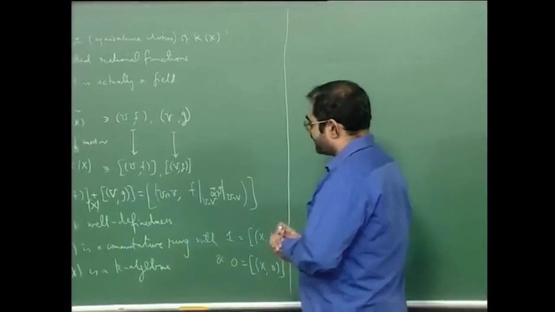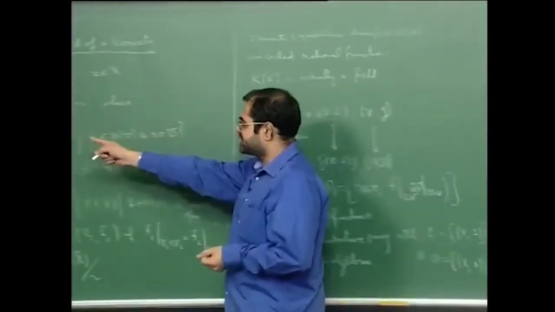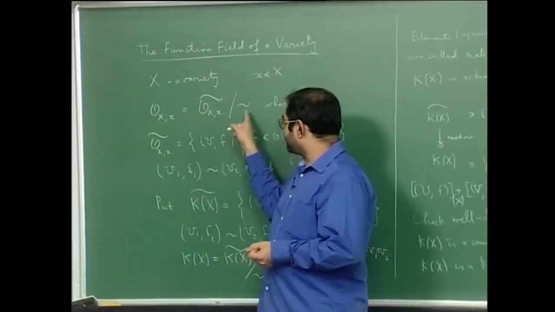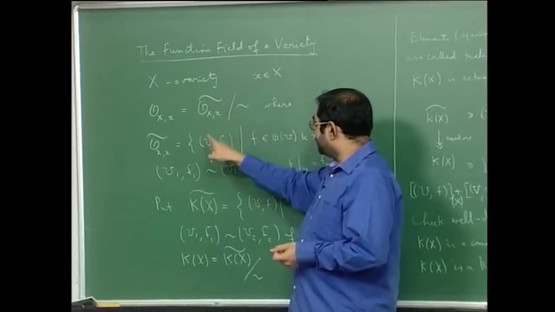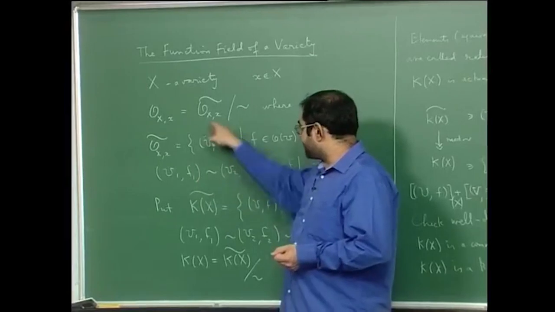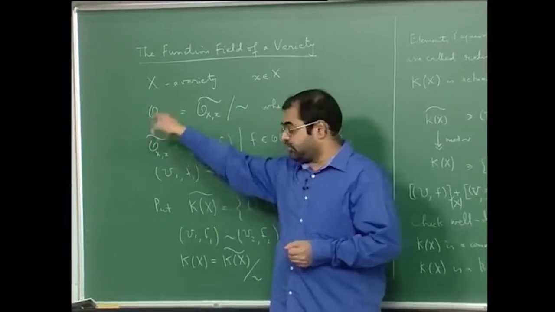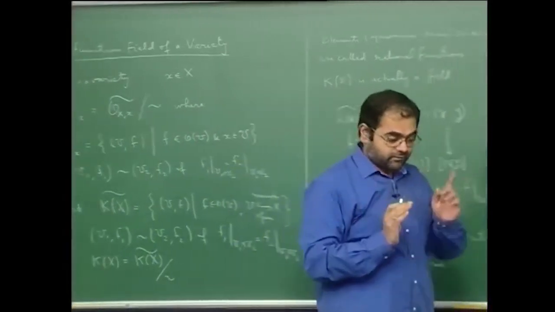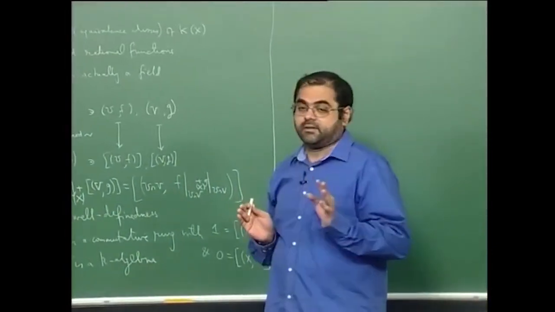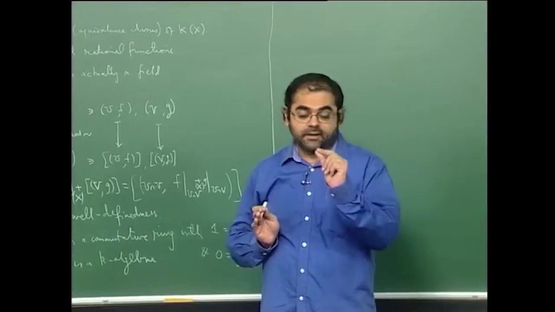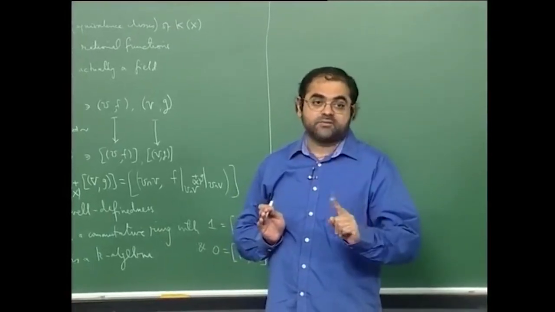Now the point is the following. In the earlier case, if you took open neighborhoods of a point and defined this equivalence, then mod this equivalence you got a local ring, a commutative ring which was also a small k-algebra, but it had only one maximal ideal, and therefore it became a local ring.